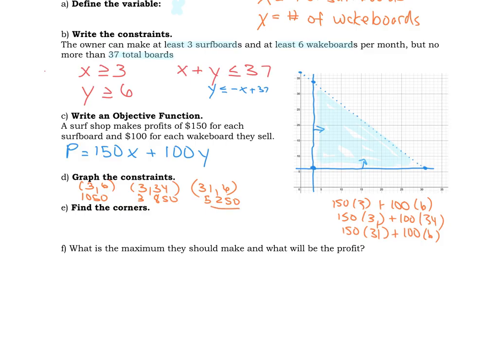So obviously the largest number is this one. So he's going to make 31 surfboards, 6 wakeboards, and the profit is going to be $5,250. And that is an entire problem. So that's our first day of linear programming. You'll practice some of this, and then we'll do another day of practicing.